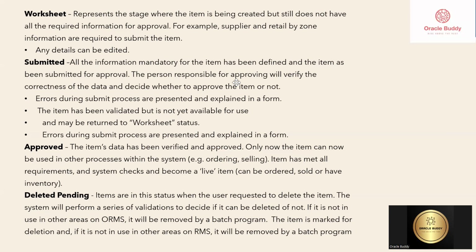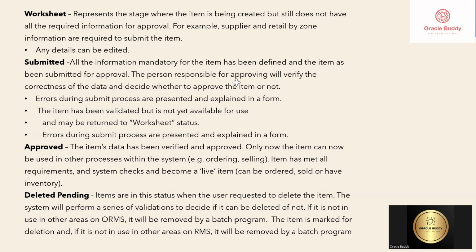Next is the submitted status. All the mandatory information for the item has been defined and the item has been submitted for approval. The person responsible for approving will verify the correctness of the data and decide whether to approve the item or not. Errors during the submit process can be presented and explained in a form. The item has been validated but is not yet available for sale and may be returned to worksheet status.